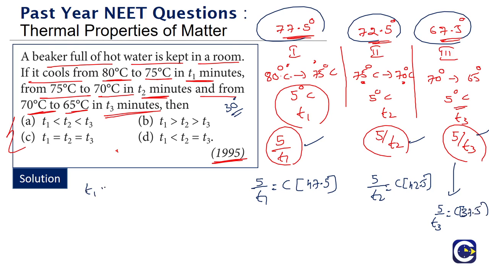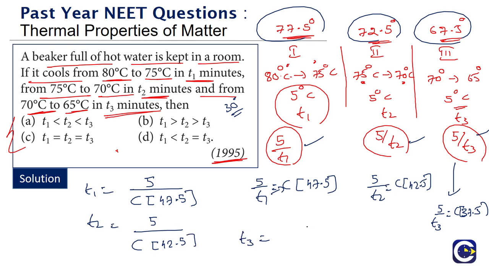From here we will be able to conclude the values. If you rearrange, t1 will be 5 by C into 47.5. t2 will be 5 by C into 42.5. Similarly t3 will be 5 by C into 37.5. See, this problem we could have concluded the answer without really getting these final expressions, because in each of the cases the temperature drop is the same, so the time taken will depend upon what?